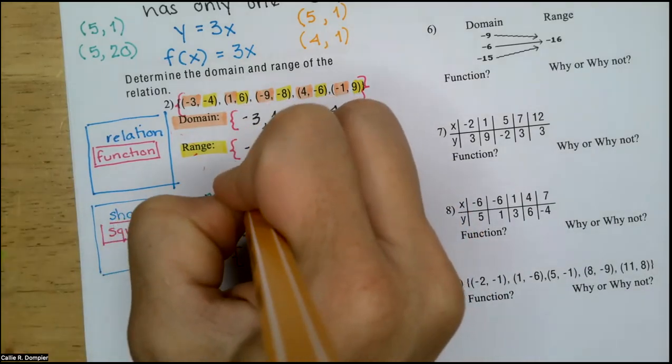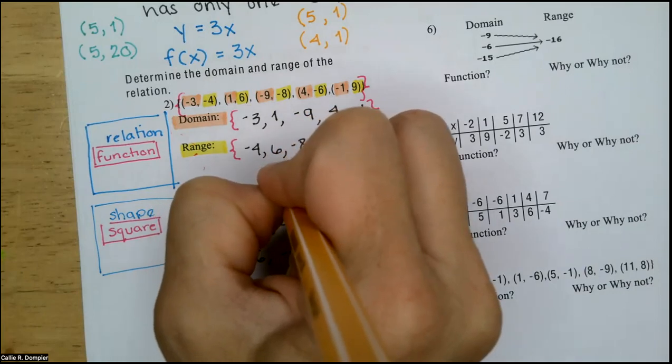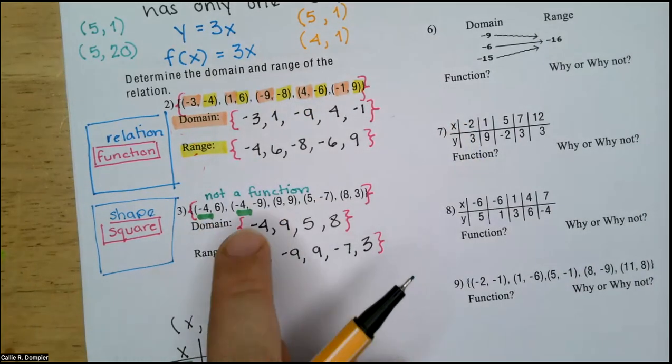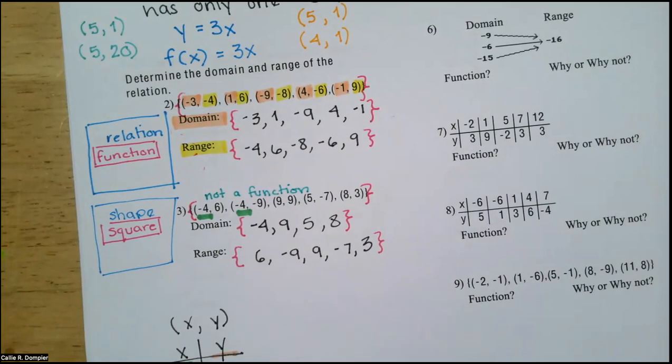Not a function, because -4 should only have one y value. It should always be the same, okay? So if they wanted to write -4, 6, if they wrote -4, they should write a 6 again, okay? They didn't, so it's not a function.